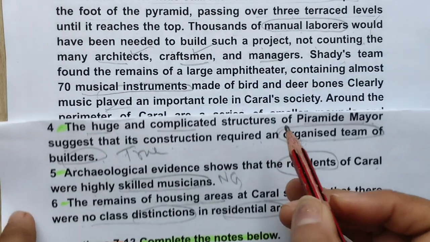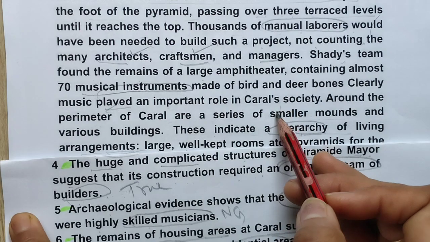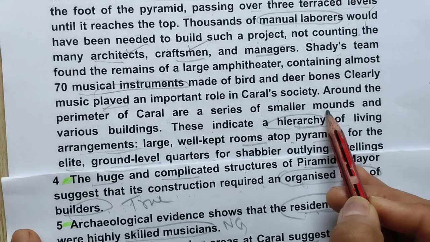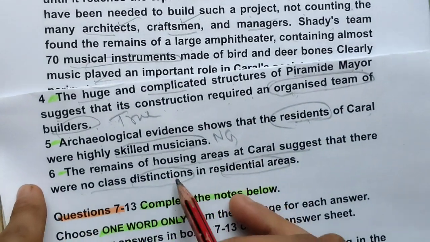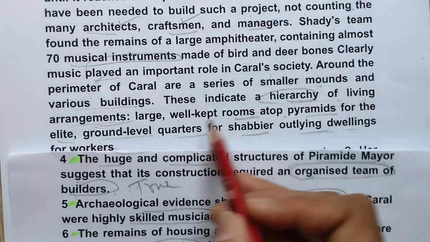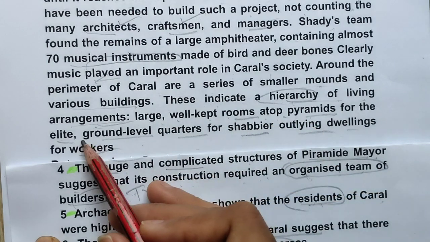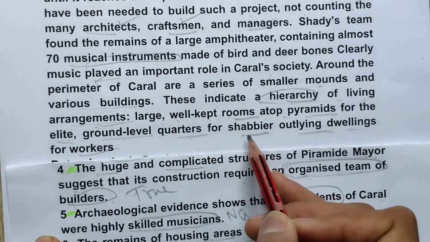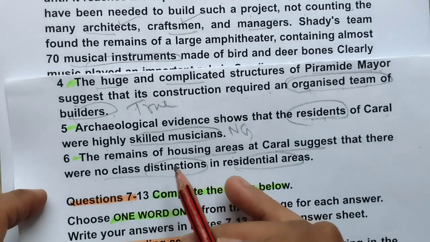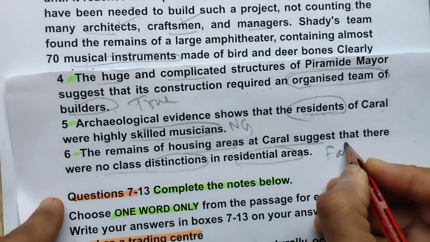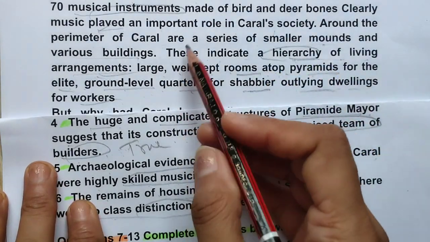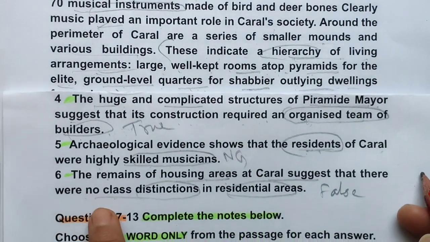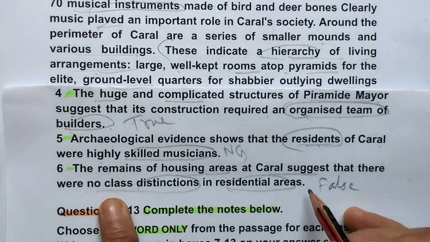Okay, now 6, the remains of housing areas at Caral suggest that there were no class distinctions in residential areas, but here they were saying society. Around the perimeter, a series of smaller mounds and various buildings. These indicate a hierarchy of living arrangements, meaning residential housing area, living arrangement. Large well-kept rooms atop, ground level quarters for shabbier outlying dwellings for workers. It means there was a distinction. This is false. Look at this question, this paragraph, this location from here to here, and we are looking for this question. Now we have done true, false, not given.